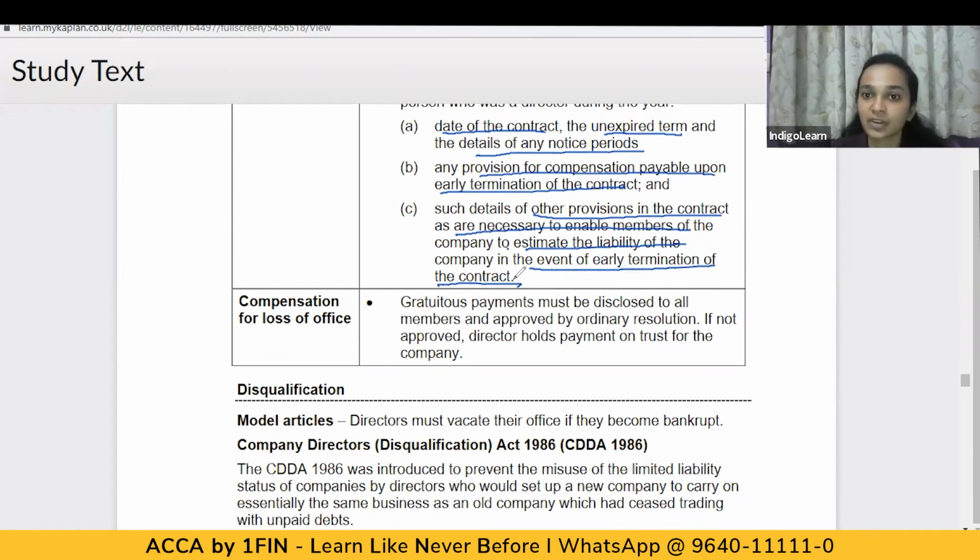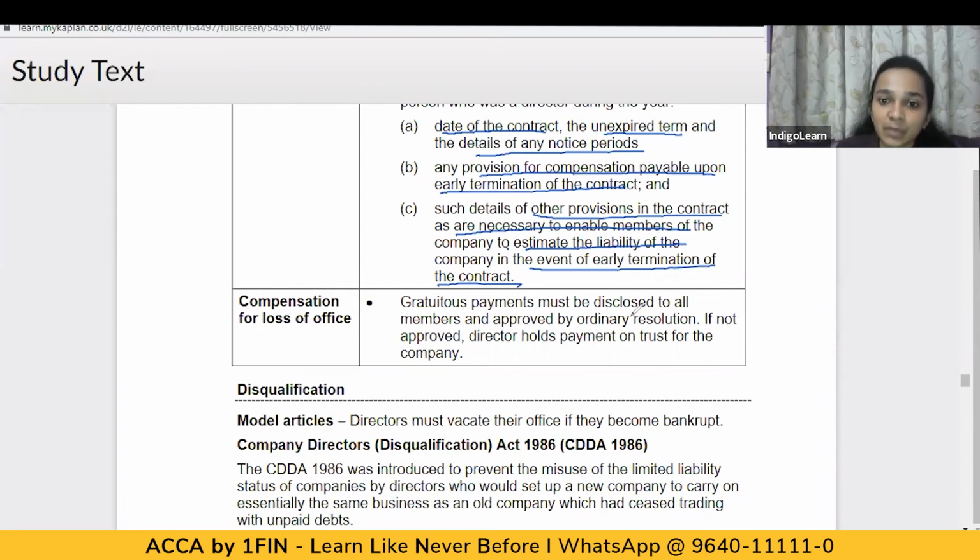What is the date of the contract? What is the period of the contract? What is the unexpired term? What are the notice periods required? And if any compensation has to be payable in case there's an early termination. Apart from it, any other details which are necessary for the members to estimate the liability of the company, liability which may devolve upon the company in case there's any early termination of the contract which is made.